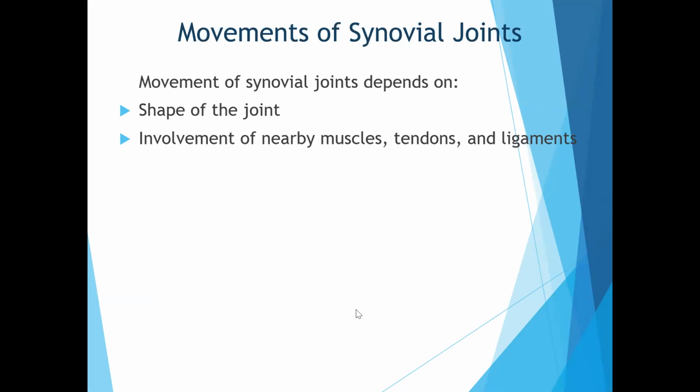All right, so movement of our synovial joints depends on the shape of the joint, like we just talked about, as well as the involvement of the nearby muscles, tendons, and ligaments. So even though a joint may be allowed to move in a certain way, we still need the muscle, tendon, and ligament structures to allow it to do so.